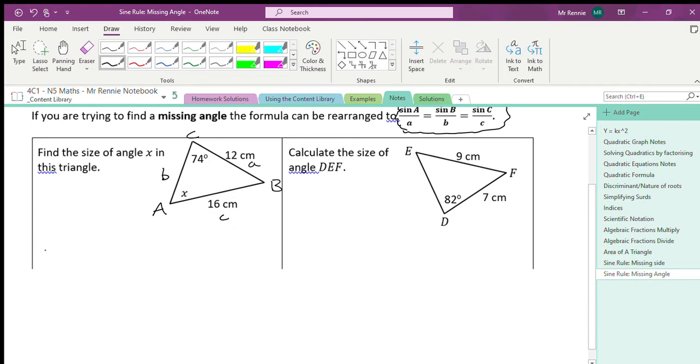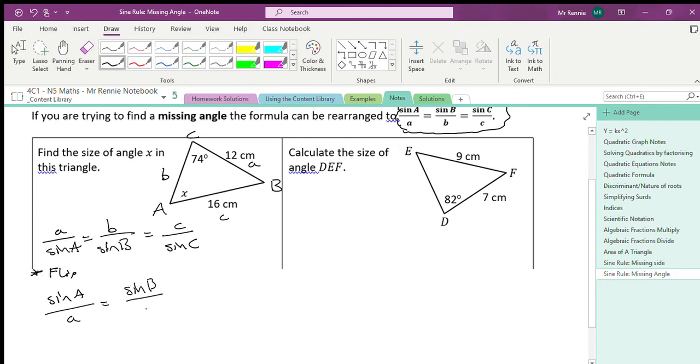So what we do is write down our formula, flip it because we want to work out an angle, and tick what we know. If we were doing this in an exam, I'd write the formula that I would get on the formula page, like that there. I'm then going to flip it, because I want to work out an angle, so it's going to be sine A over a equals sine B over b equals sine C over c. I'm flipping that round so it's easier for me to work out the missing angle.